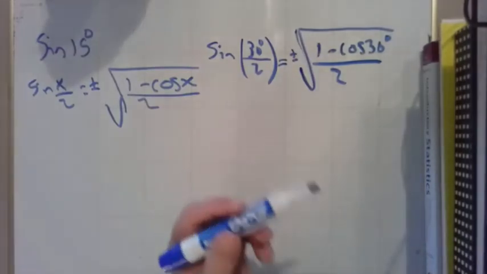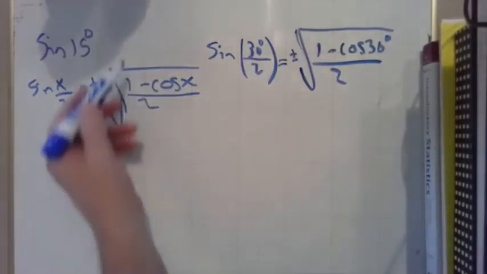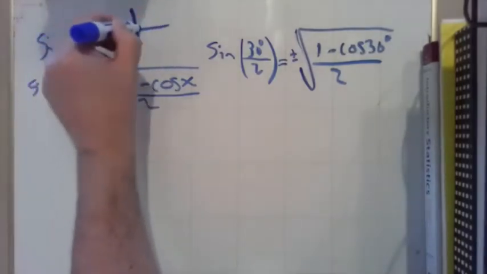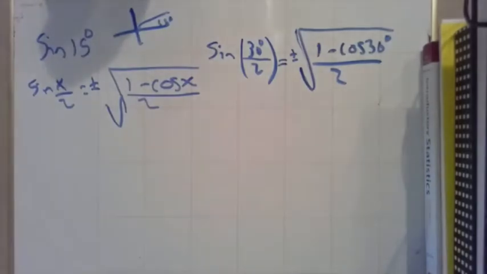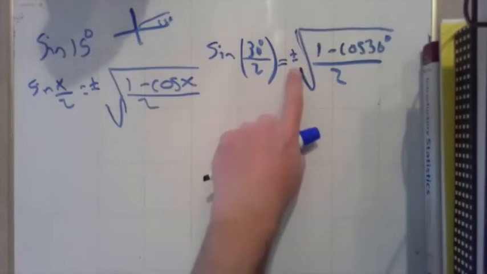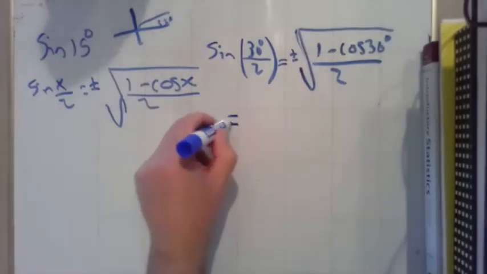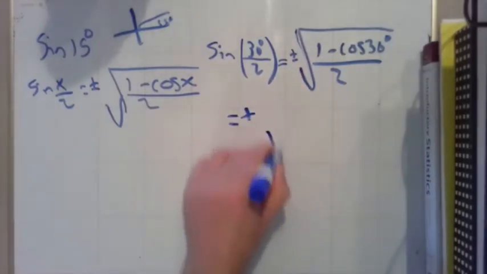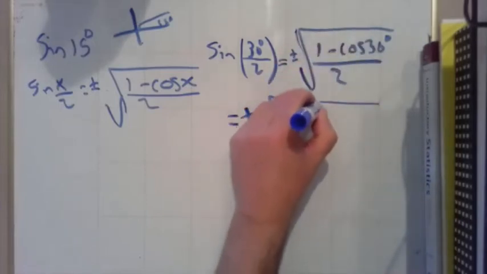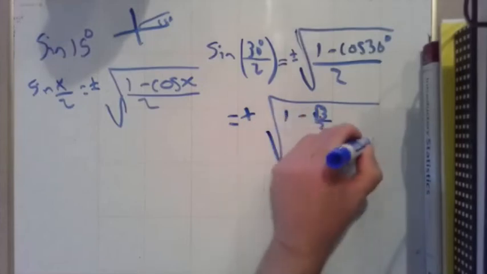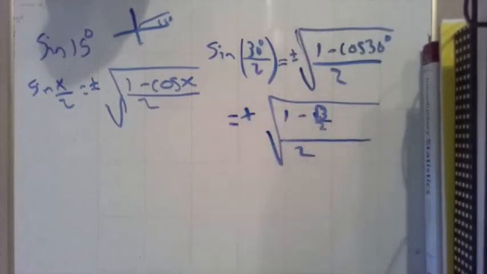Okay, let's figure out the plus or minus first. I'm in quadrant 1. Here's 15 degrees. Sine is positive in quadrant 1. So I have to use my knowledge of that to go, oh, okay, I want the plus. Cosine of 30, I know. That's root 3 over 2. That's all over 2.